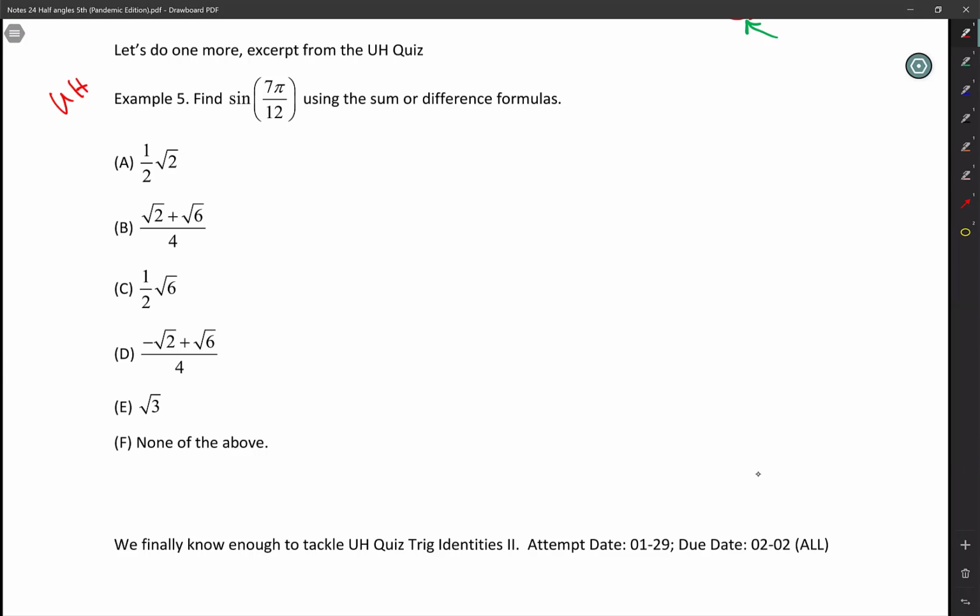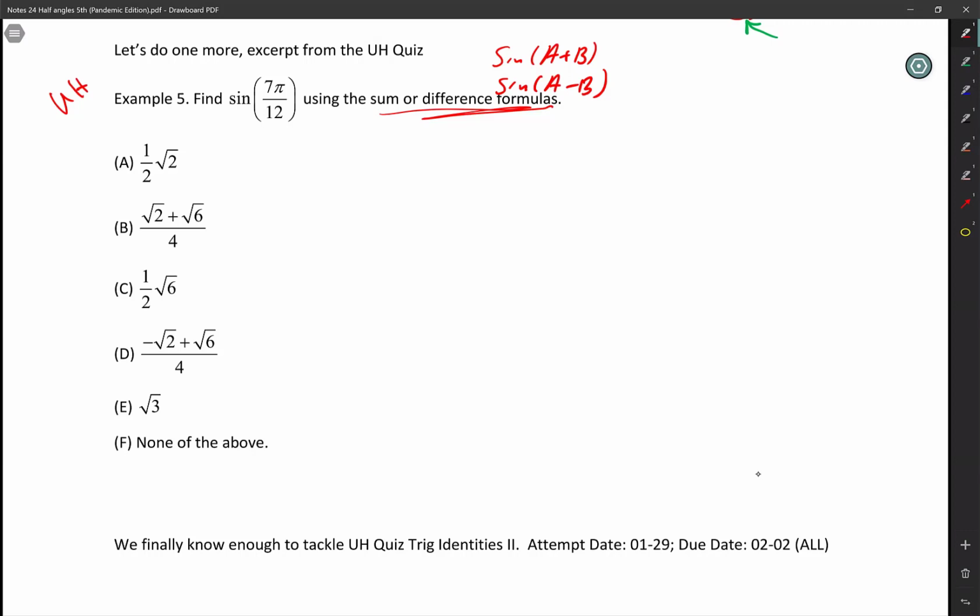So here's how you tackle it, guys. It says to use the sum or difference angles formula. So what does that mean? That means either use sine A plus B or use sine A minus B, which is what we're going to take a quiz on in a little bit. It doesn't matter which one. You will get the same answer as long as you choose numbers that are correct.